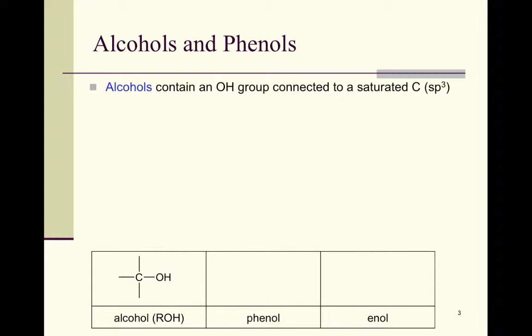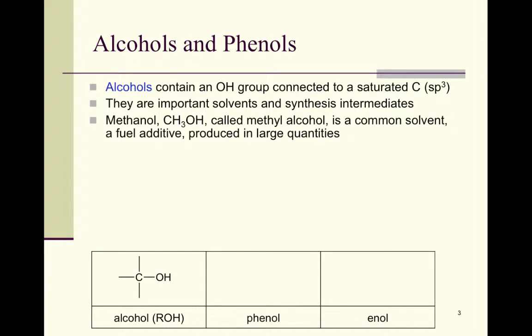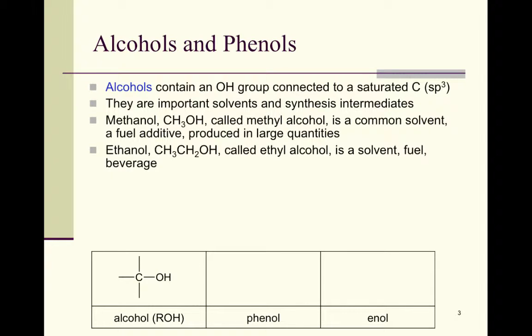Alcohols contain an OH group connected to a saturated sp3 carbon. They're important solvents and also used as synthesis intermediates. Methanol, also known as methyl alcohol, is a common solvent, a fuel additive, and also produced in large quantities. Ethanol, also known as ethyl alcohol, is a solvent, fuel, and beverage.